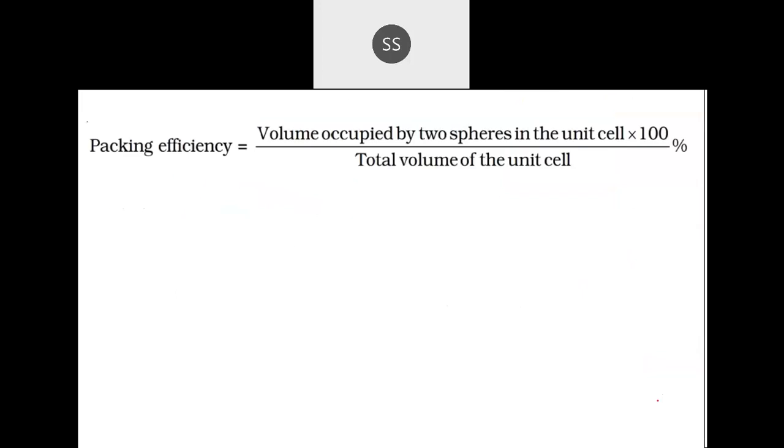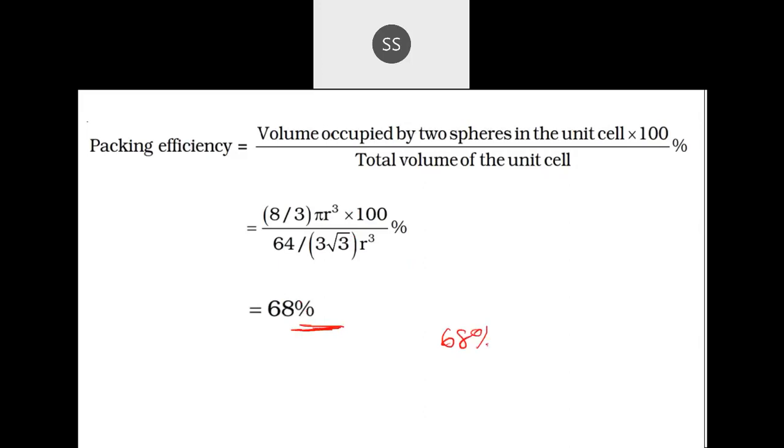Once this is over, you will write packing efficiency. Write the formula: volume occupied by 2 spheres in the unit cell divided by the total volume of the unit cell, into 100. Then substitute here. When you do the full calculation, you will see that the percentage comes out as around 68. You can calculate that and check. So you understand that around 68% in body-centered is occupied, and around 32% is occupied by void, which is getting wasted in the form of void.